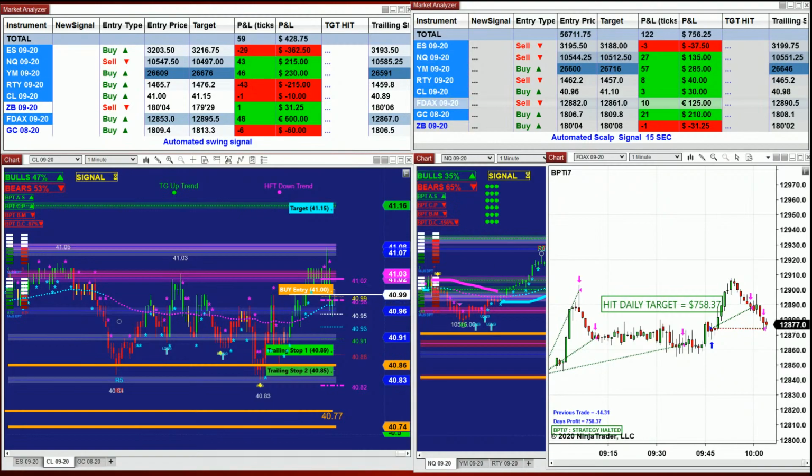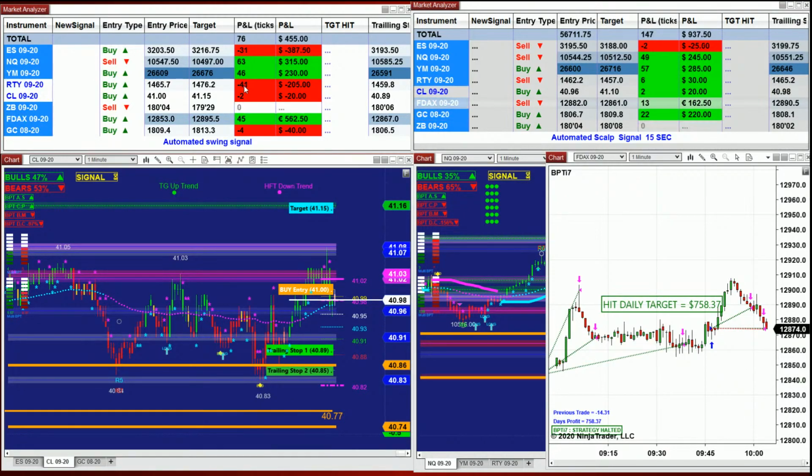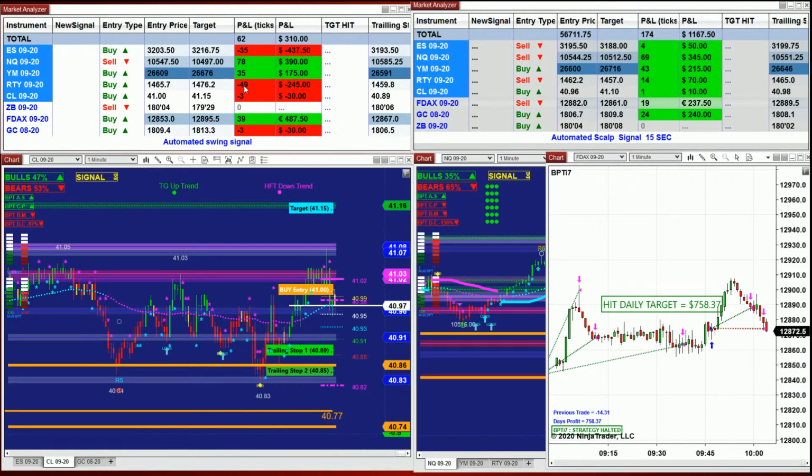As we see from the market analyzer, there is not really a clear direction in the upper left corner. This is the swing trading, and as you see the results, you have to see good days and bad days. As you see, there is a lot of chop in the market, and there is confusion in the market as well.